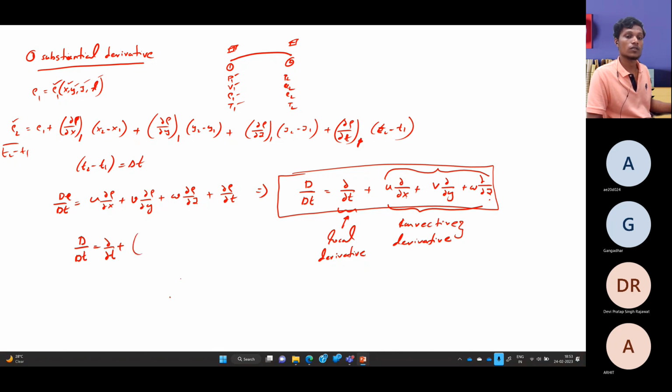This is further written as v bar dot del of one more parameter will come here. The parameter in the brackets can be any parameter that we want to simplify, or we want to understand its local and convective derivatives. Okay, so this is all about the substantial derivative.